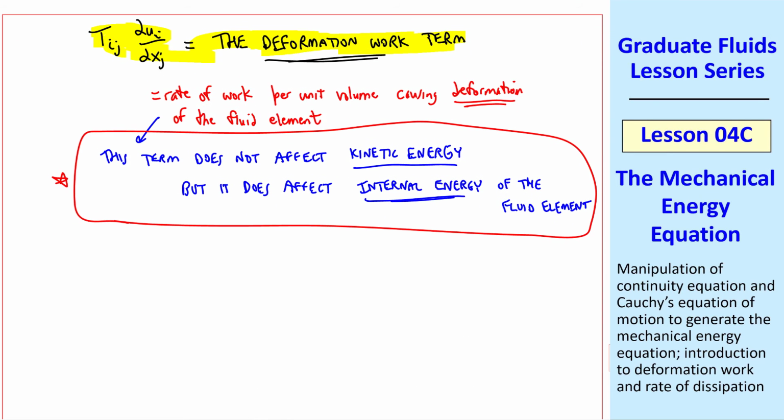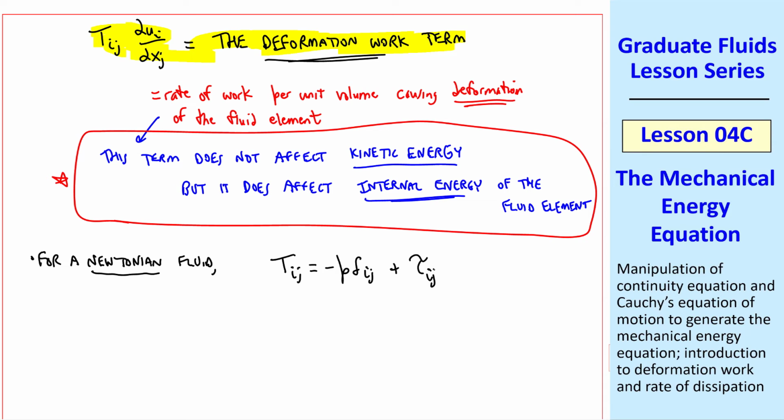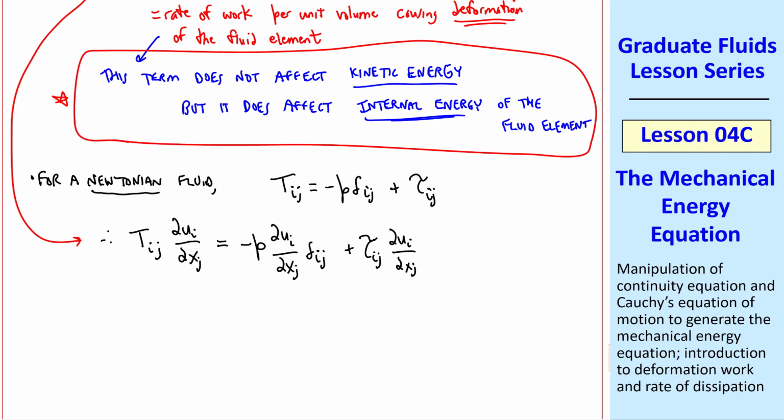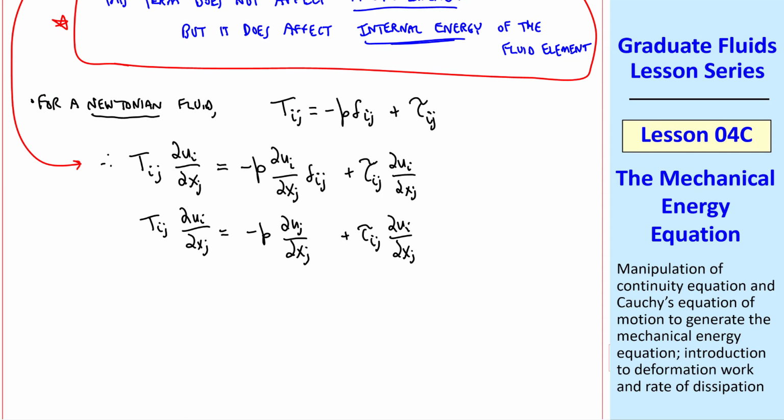Now let's consider this stress tensor Tij. For a Newtonian fluid, recall that Tij was negative p δij, where p is the pressure, plus τij, which is the deviatoric stress tensor. Therefore, Tij ∂ui/∂xj is negative p ∂ui/∂xj δij plus τij ∂ui/∂xj. Or, contracting that middle term, we write it as negative p ∂uj/∂xj. Let's label these terms. We called this the deformation work term.